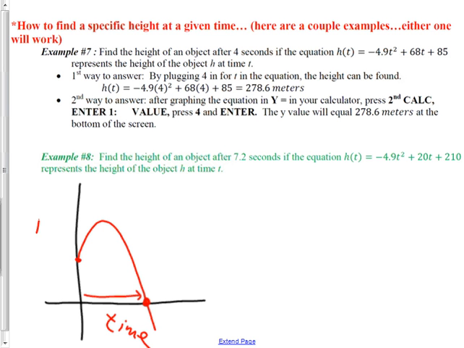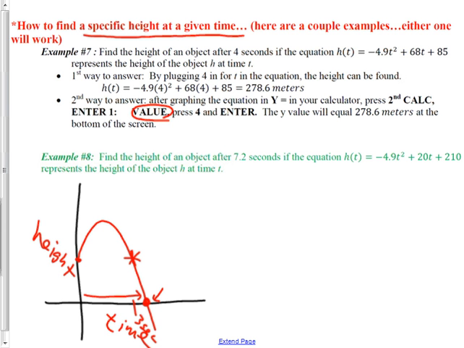Time versus height. So this is how long it took till it hit the ground. Okay? But what they're talking about here is the specific height at a given time. That means like you're right here. They say where was the ball at time 3 seconds? Well, then you go second calculate the value. The value.